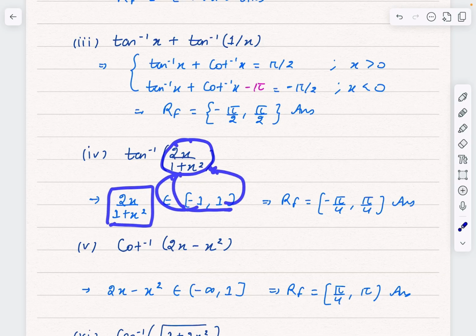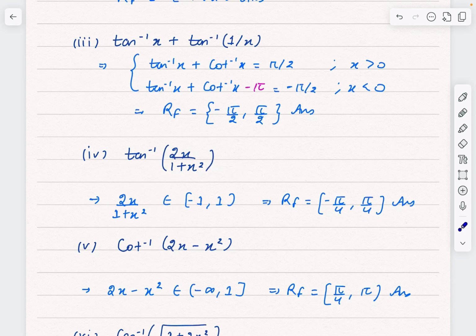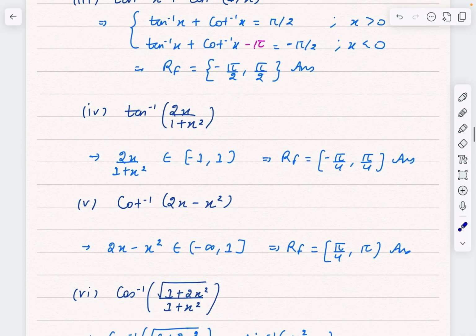When you put minus 1, you get minus pi by 4. When you put 1, you get plus pi by 4. That's all. Answer will be minus pi by 4 to plus pi by 4. Basically, just find the range of the thing inside and then put the boundary values. They'll give the boundaries of the range also. Required range.